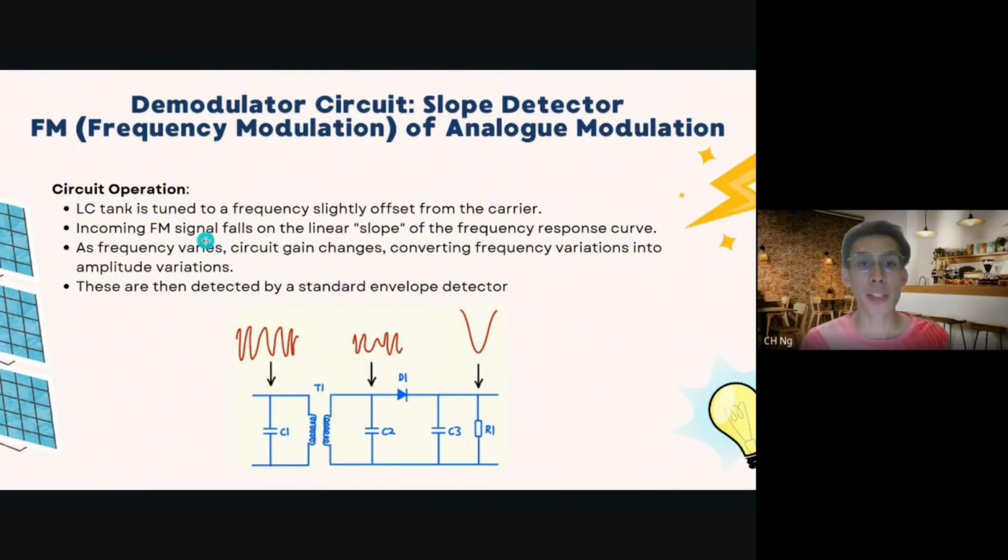So the incoming FM signal falls on the linear slope of the frequency response curve. As frequency varies, the circuit gain will change, converting frequency variation into amplitude variation. These are then detected by the standard envelope detector, and this is the final waveform.